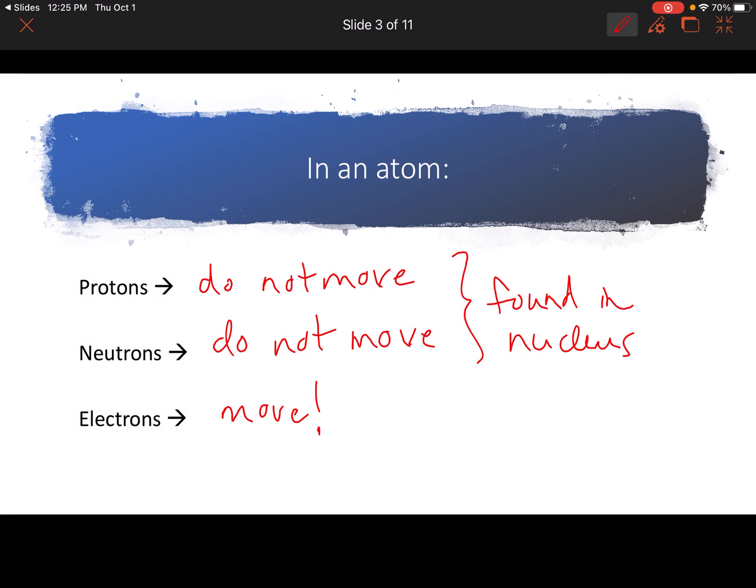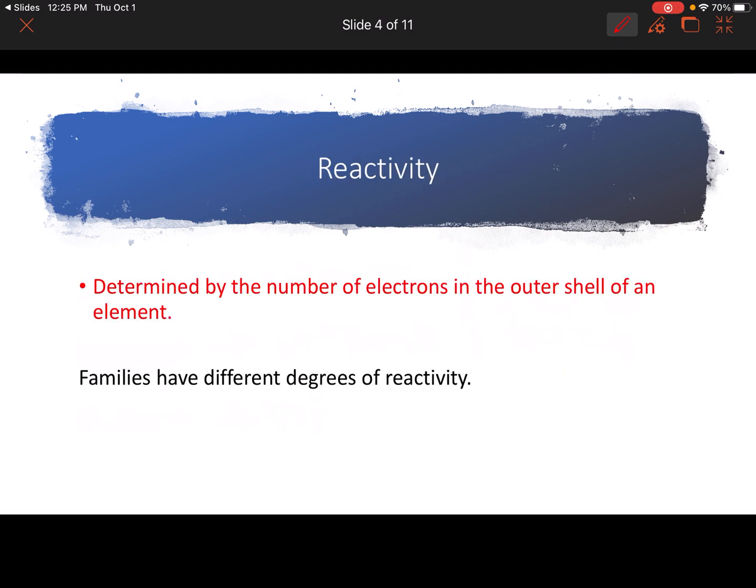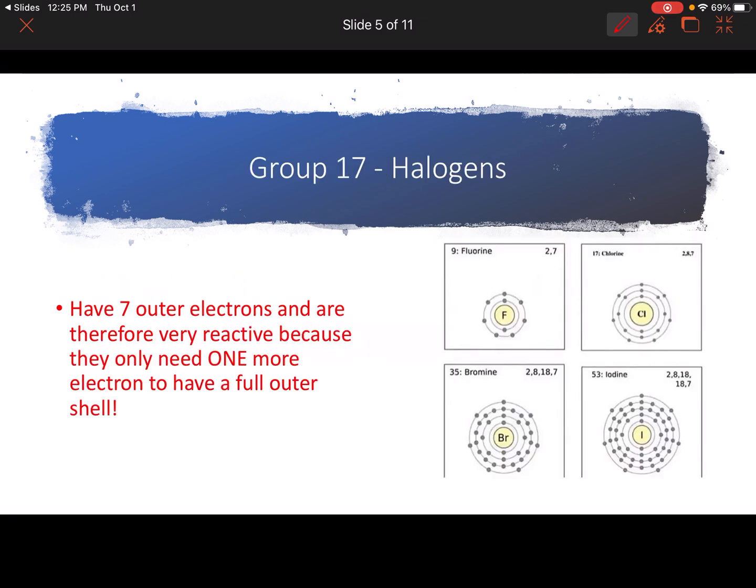And that movement is the reason why atoms are reactive, or whether they are going to react with other elements. So reactivity we can define as determined by the number of electrons in the outer shell of an element. Now the different families, or the different types of atoms, have different degrees of reactivity, so some are more reactive than others. Now we're going to go through a few situations here, a couple examples.